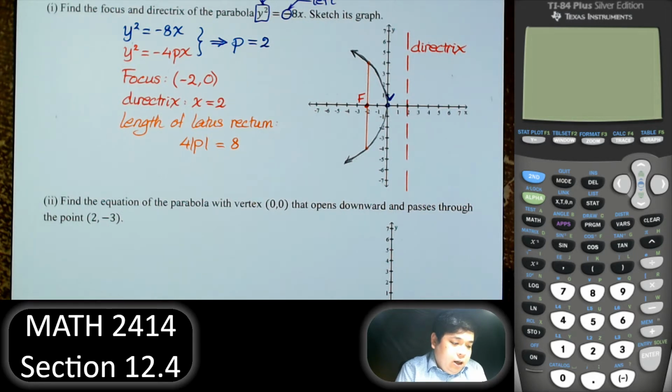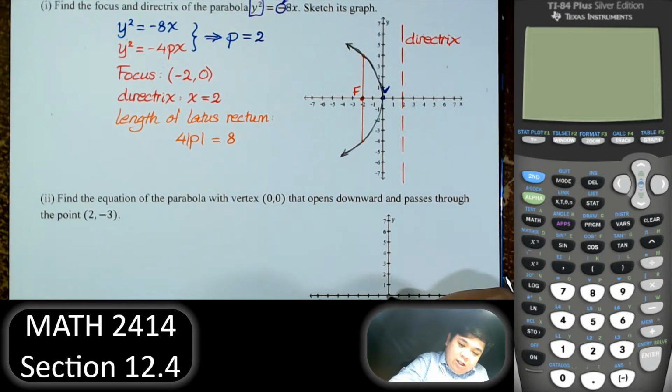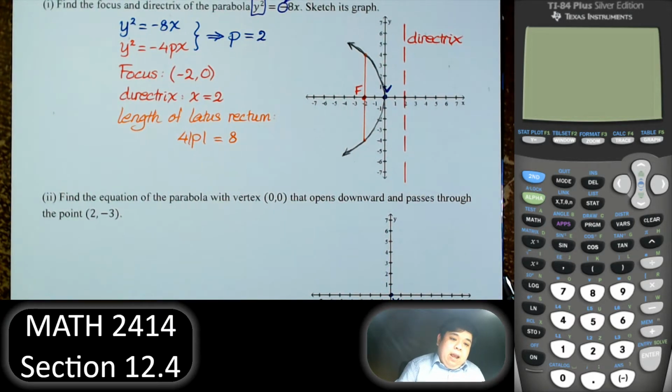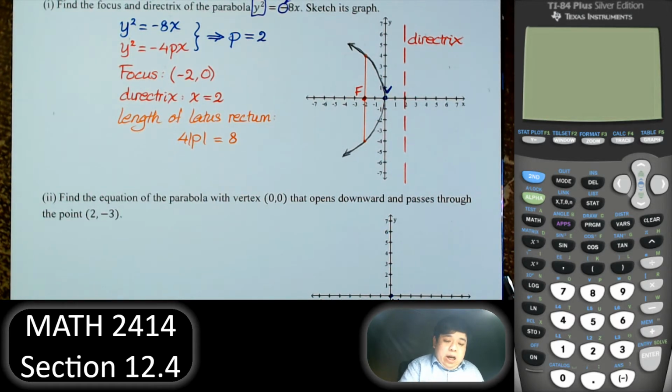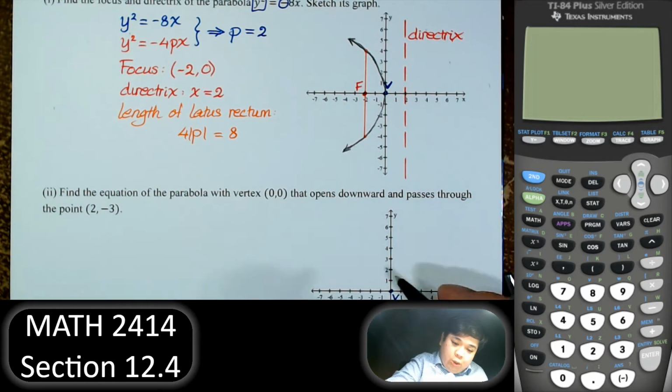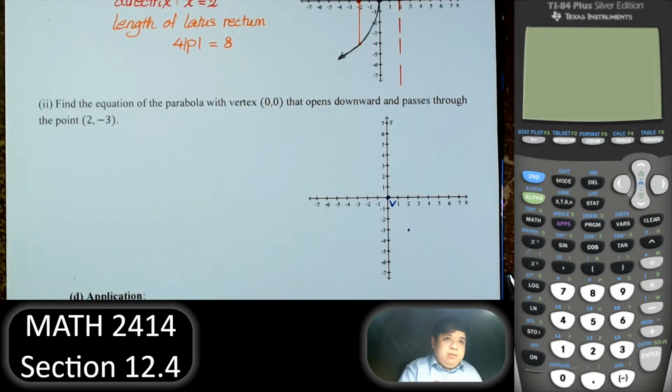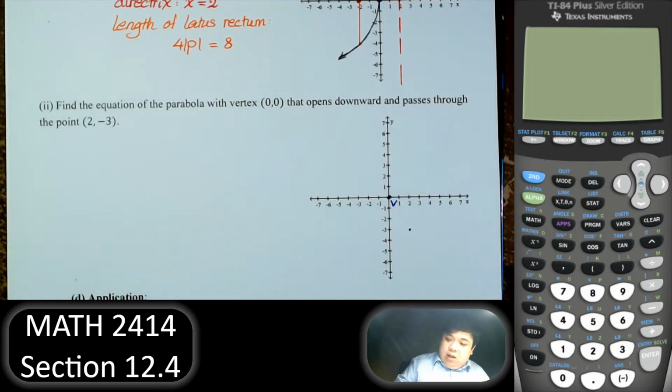Next, find the equation of the parabola with the vertex at 0, 0. So we still have the vertex here. It opens down and passes through the point 2, -3. So first of all, we do not have anything else. We just have a point. It goes through 2 and -3. That's all we are given. Actually, we are also given that this opens down.